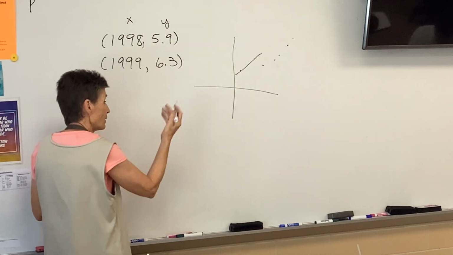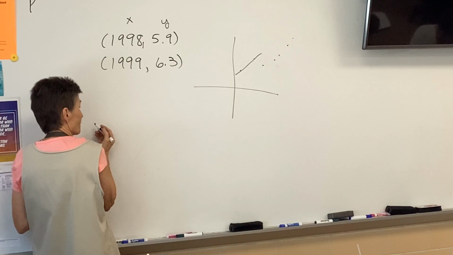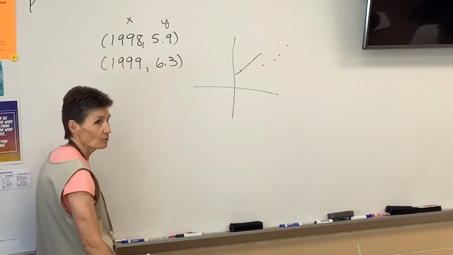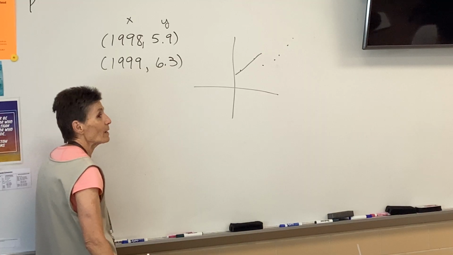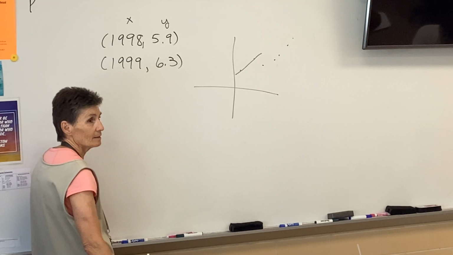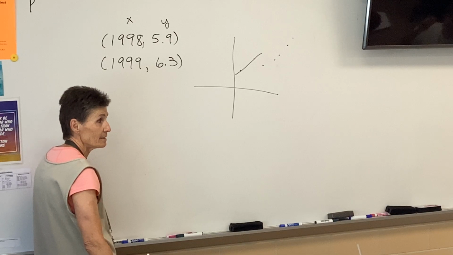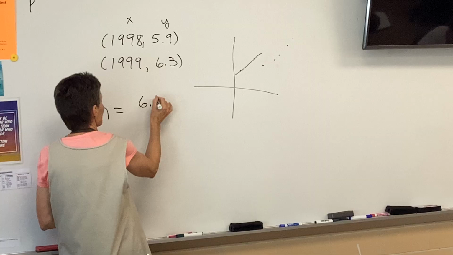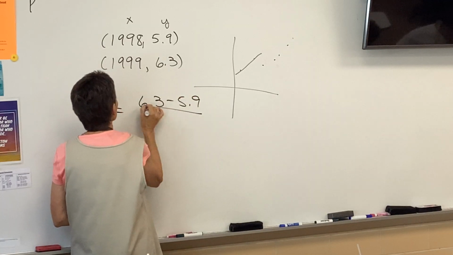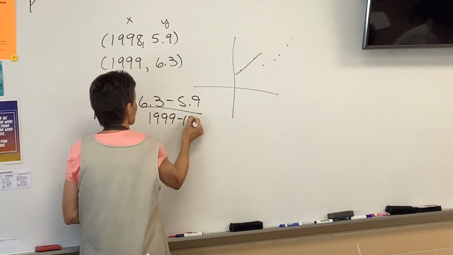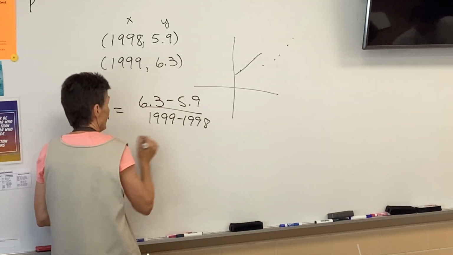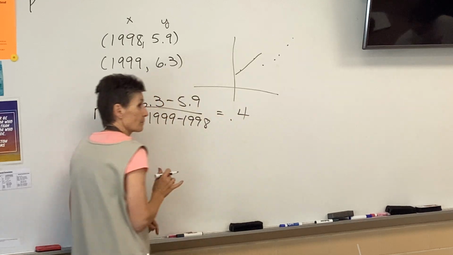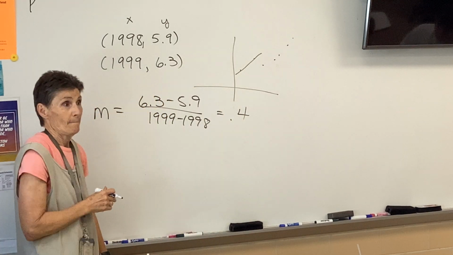We did this yesterday, you know what to do, what do you do? I know it's hot, I know you're hungry, but we have to know how to write the equation of a line. Find the slope. So the slope is 6.3 minus 5.9 over 1999 minus 1998. Is that just 0.4? Okay, and then what?